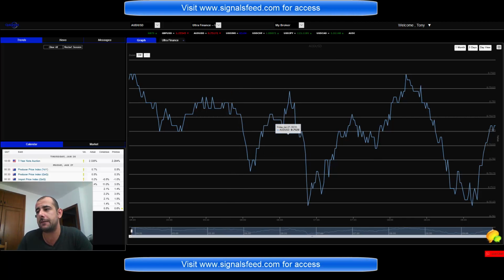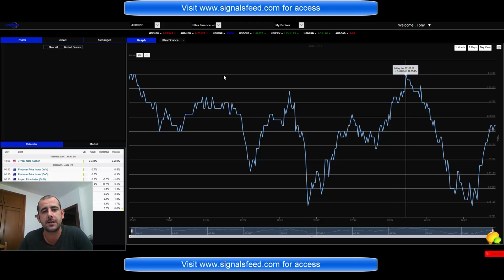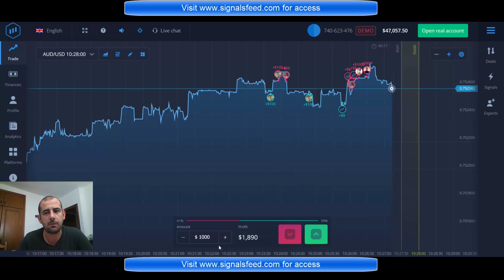Not so long ago I sent a signal out for the Australian US dollar at 0.7535 on a put, and that was at this position. We found some resistance here. It's slowly creeping up to that position now, so it's something you want to keep an eye on. We're definitely going to monitor that over the next few minutes while we're recording this video. Hopefully get some trades in.